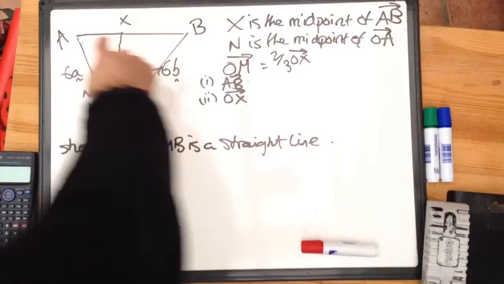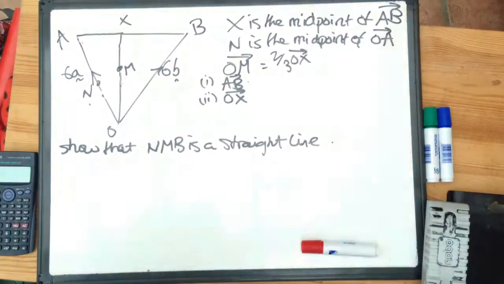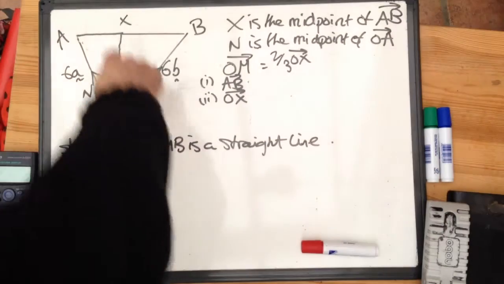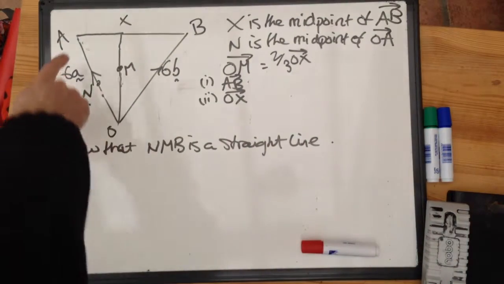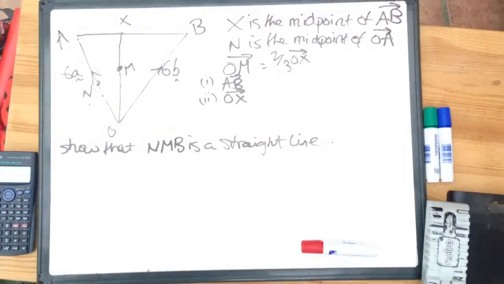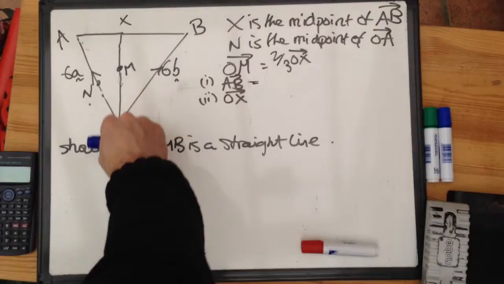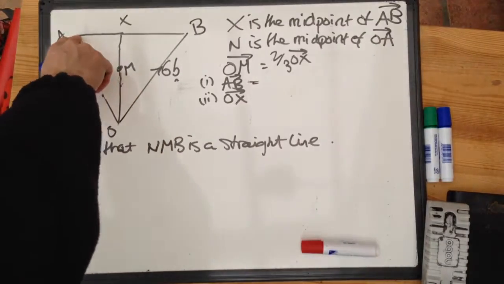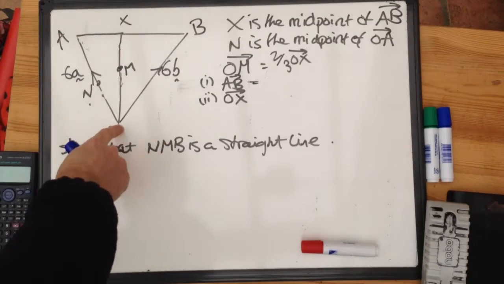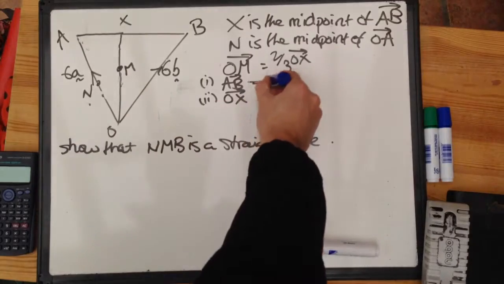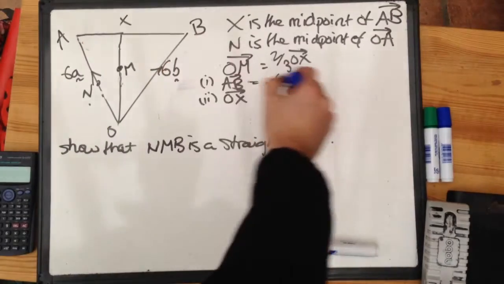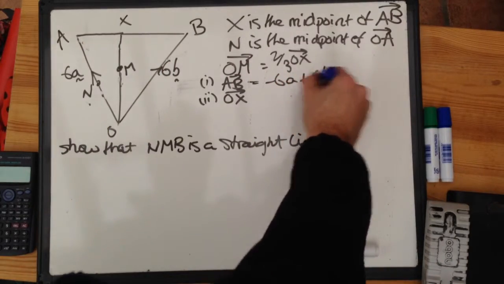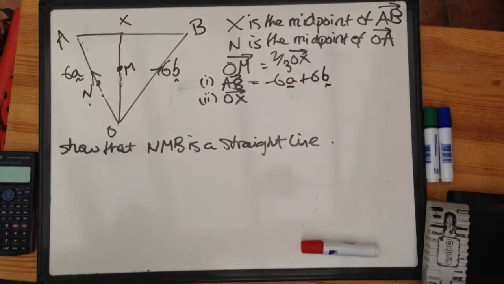AB first. Well, AB is from here to here. But with algebraic vectors, I can get any route whatsoever, and it'll give me the same vector. So the easiest route to take is this route here. So AB is equal to, okay, well if here to here is 6a, then here to here goes against the arrow, so it's minus 6a. From here to here, plus 6b. And that is it. That's the answer to the first bit.